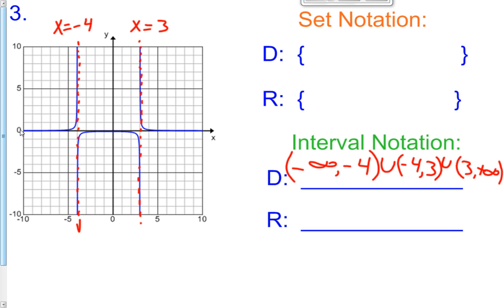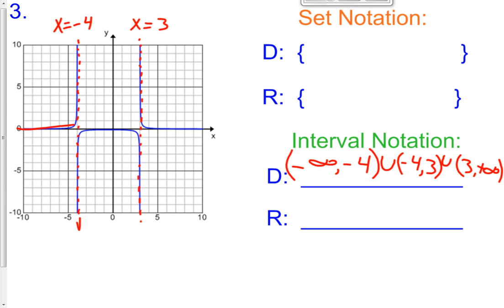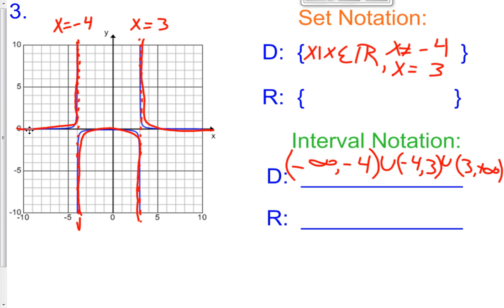So here it is, starting at negative infinity. It goes as far right as negative 4, because then it approaches the asymptote but never touches it. And then here it starts at negative 4, and it goes as far right as positive 3, but it doesn't cross 3. It only gets closer and closer to it. And then it picks up again here at 3, and then it goes to positive infinity. So here we have our domain. And for our set notation, it's going to be x such that x belongs to all of the real numbers, except for 2 of them. x cannot equal negative 4, and x cannot equal positive 3.